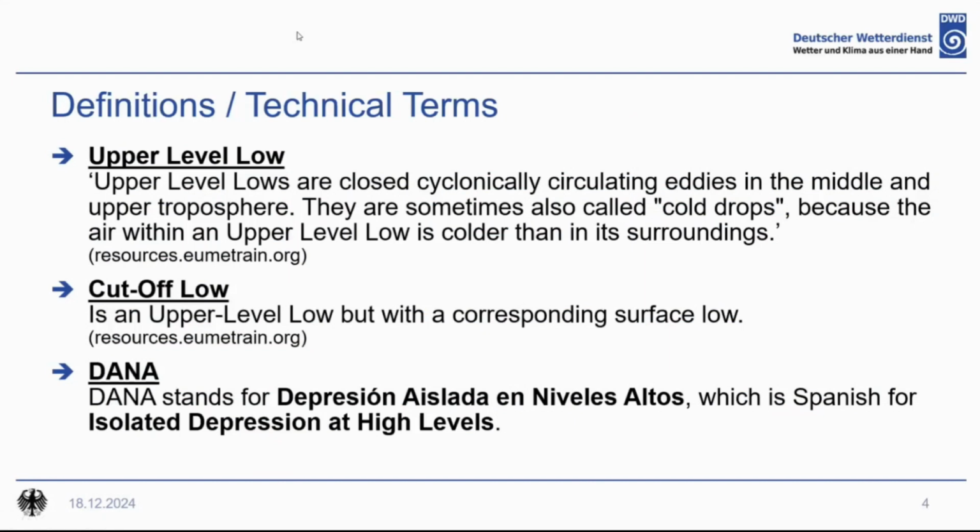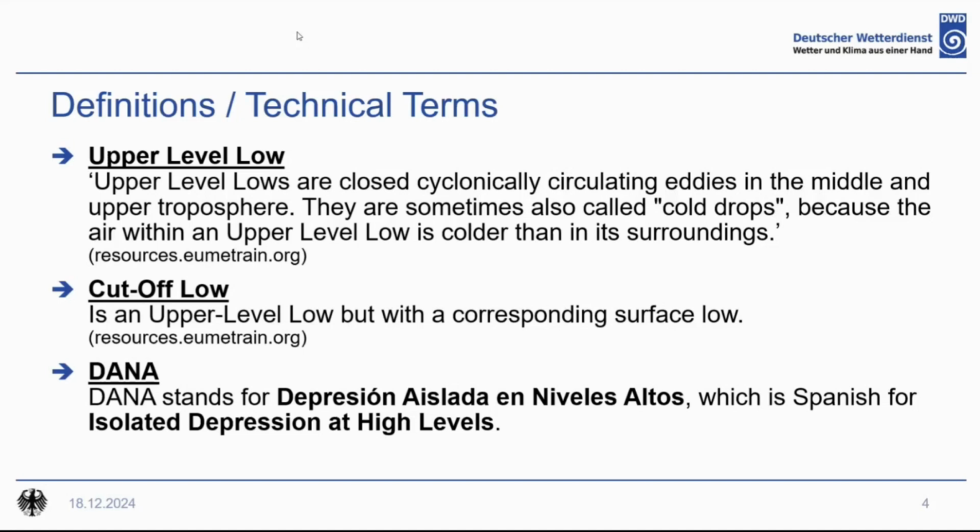Okay, an upper level low, that's the first term. There are 3 relevant technical terms that we're going to use in this presentation and which we would clarify first. The first term is the upper level low. Upper level lows are, according to the EUMeTrain site, closed cyclonically circulating eddies in the middle and upper troposphere. They are sometimes called cold drops because the air within the upper level low is colder than its surroundings.